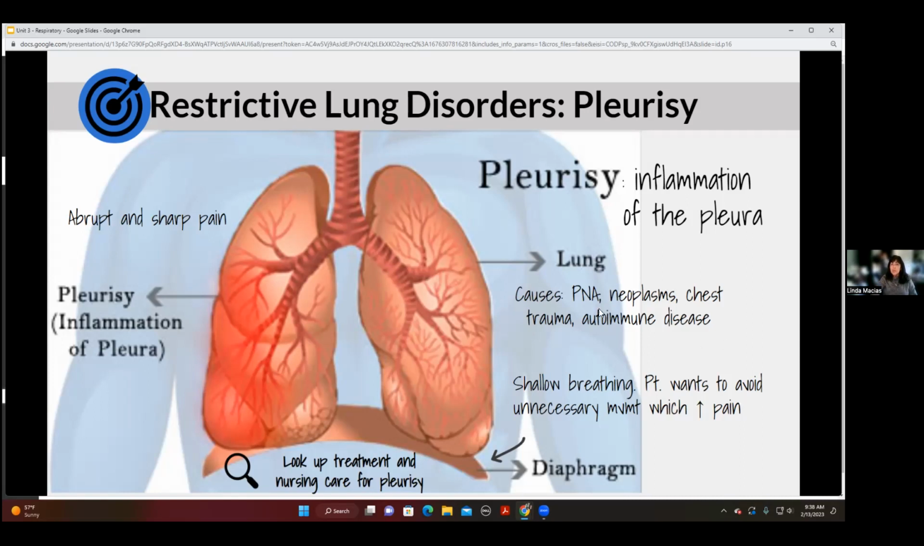It could be pneumonia, a neoplasm, chest trauma, or an autoimmune disease that's causing this pleuritic pain. I know that post-pneumonia patients get pleurisy and they get medication for it, oftentimes an anti-inflammatory or a pain medication. But at the same time, remember too, it does decrease your respiration. So with that being said, you have to find the happy medium. That is a hard one to manage.